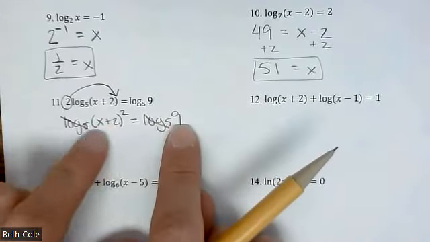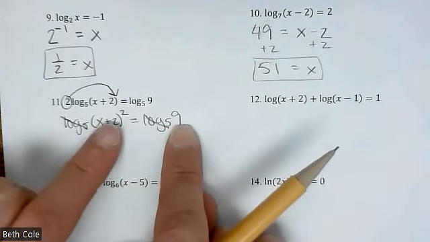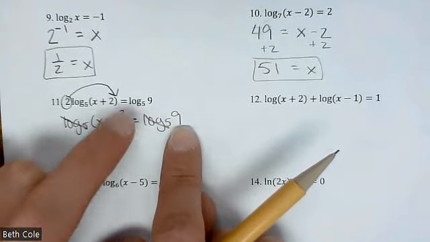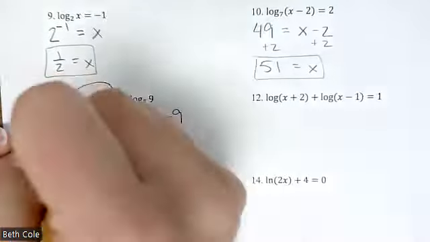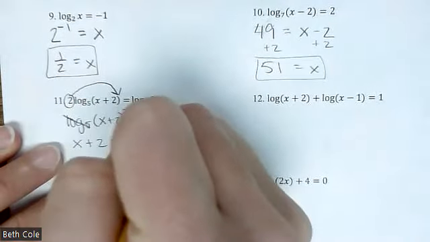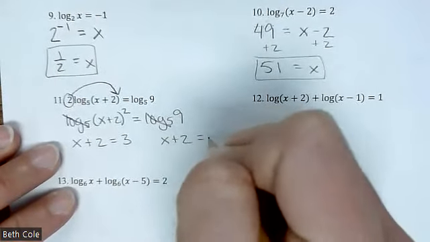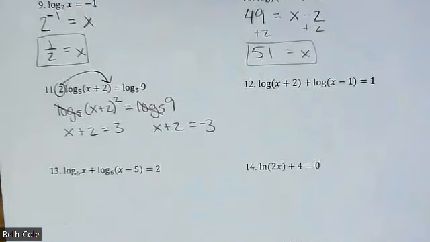So we're just going to set these two things equal. I'm not going to rewrite it if that's okay with you. How do you get rid of a squared? Now the square root of 9 is 3 and it's negative. Good. So you get x plus 2 equals 3 and you get x plus 2 equals -3.